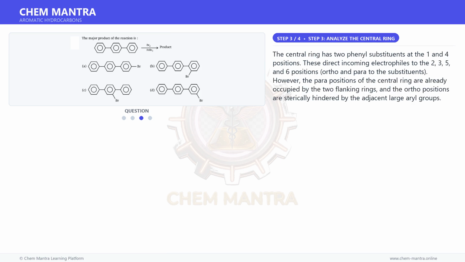Moving on to the next step. The central ring has 2 phenyl substituents at the 1 and 4 positions. These direct incoming electrophiles to the 2, 3, 5, and 6 positions, ortho and para to the substituents. However, the para positions of the central ring are already occupied by the 2 flanking rings, and the ortho positions are sterically hindered by the adjacent large aryl groups.